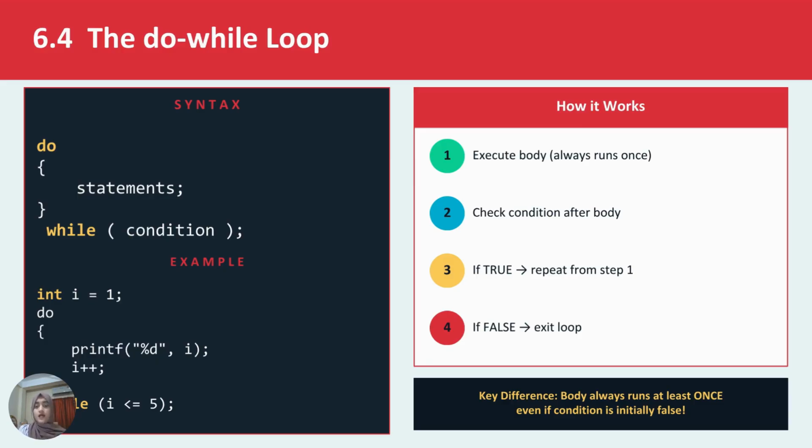Using the same example, the output is again 1, 2, 3, 4, 5. But here's the key difference between the while and do while. In a do while loop, the body always executes at least once, even if the condition is false from the very beginning. This is because the condition is checked after the body runs, not before.